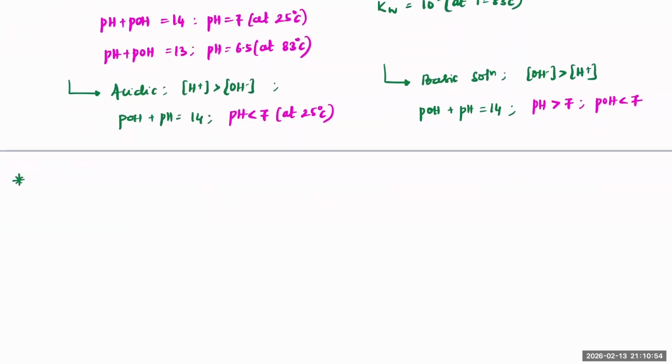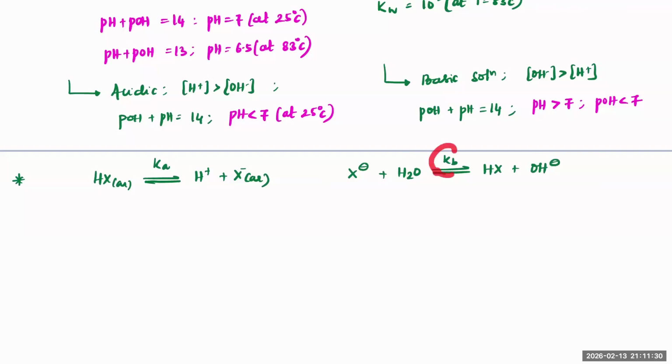Secondly, suppose you have an acid like HX, and you know that for HX, its ionization is H plus and X minus aqueous. Clear? And this is Ka. So what will be the Kb for X minus? Because X minus is a base now. It can accept H plus from water and convert itself into HX plus OH minus. So that's how it can become a conjugate base here. So this will be the Kb value, Kb of the conjugate base.